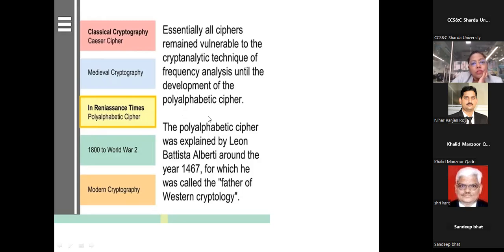So that's why the polyalphabetic cipher. The polyalphabetic cipher was explained by Leon Battista Alberti. He was the first Renaissance person around the year 1467, for which he was called the father of Western cryptography, because he first invented the breaking of the monoalphabetic cipher and the making of a polyalphabetic cipher. This concept was given by Alberti in 1467 AD. It is not BC, it is AD, and that's why he is called the father of Western cryptology.